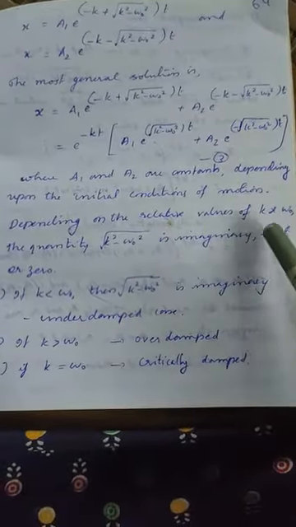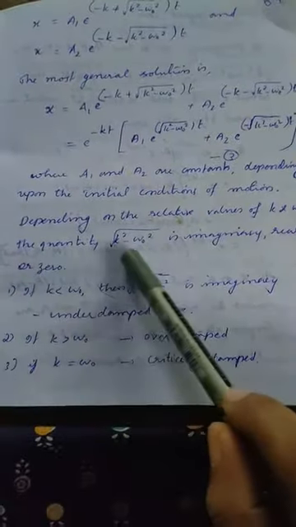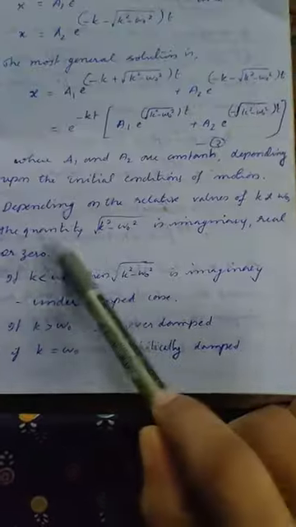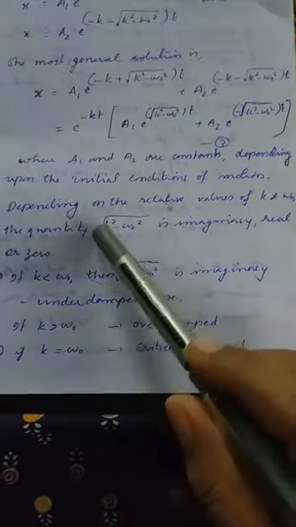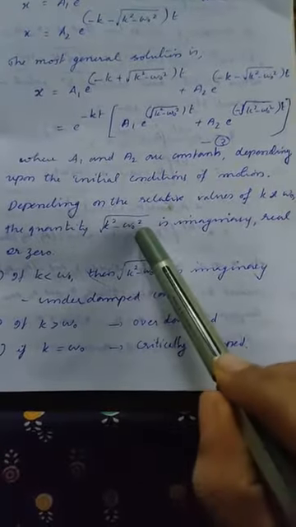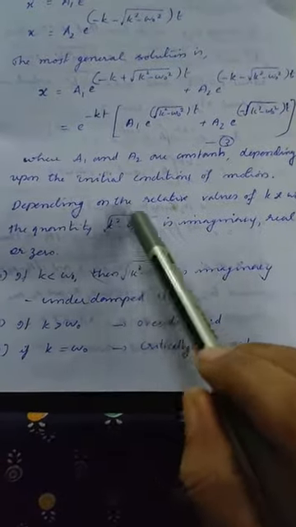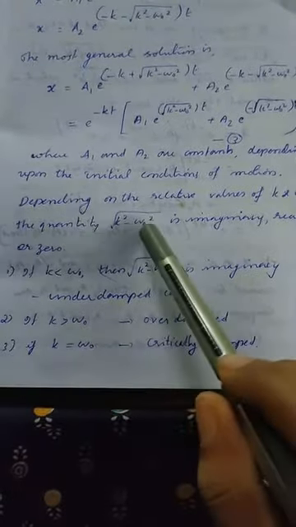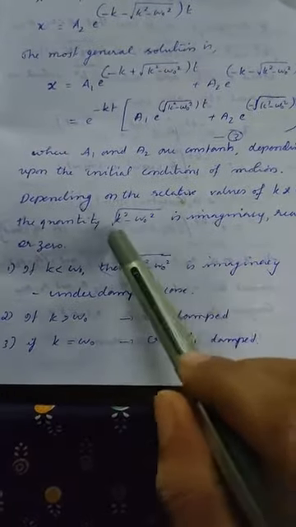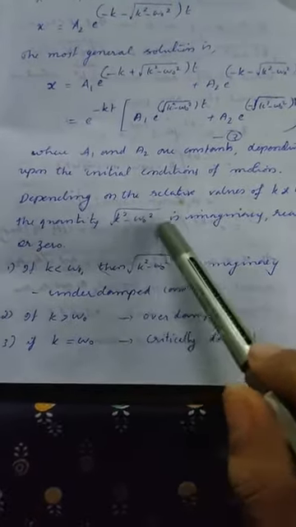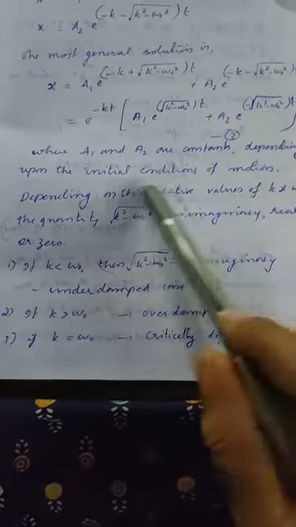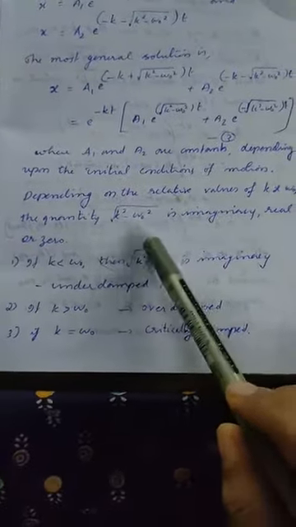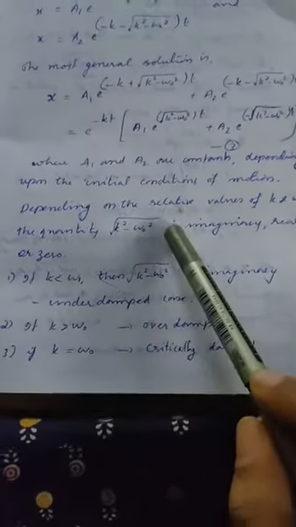Depending on the relative values of k and omega 0, the quantity k square minus omega 0 square is imaginary, real or 0, because here the term is the square root of k square minus omega square. So depending on the values of k square and omega square, meaning whether k is greater than omega, less than omega or equal to omega, its value will become different. So we are going to discuss three different cases of this.